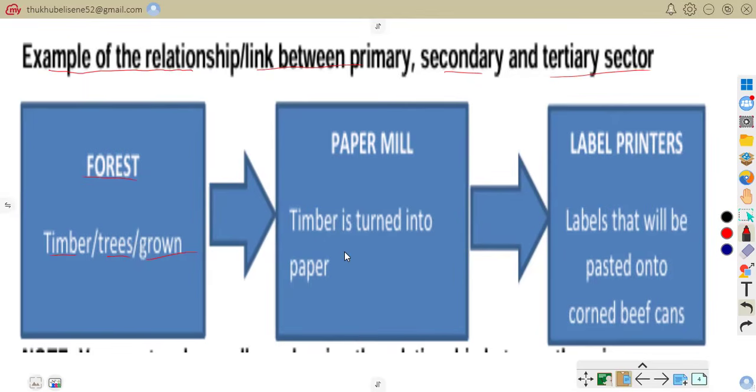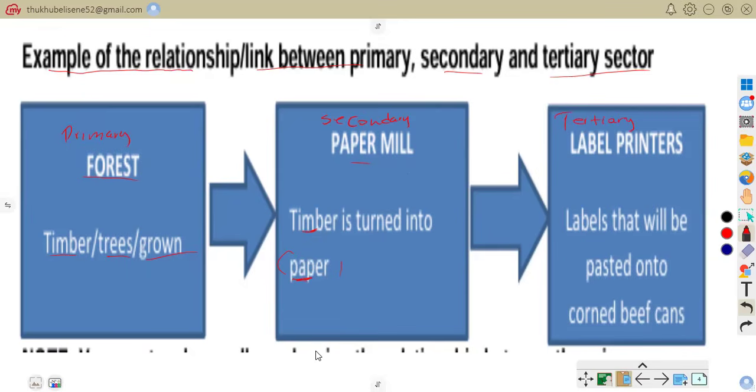Then you come to the secondary sector. Here we have a paper mill. Timber is turned into paper. So now you're talking about secondary; here it was primary. Now we are saying timber, which is in the primary sector, is turned into paper. With timber, we can make a paper.